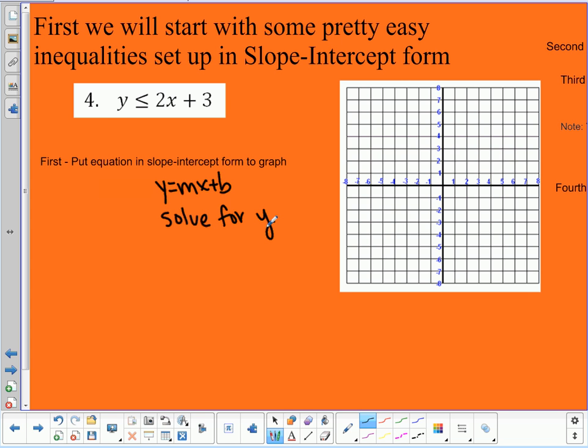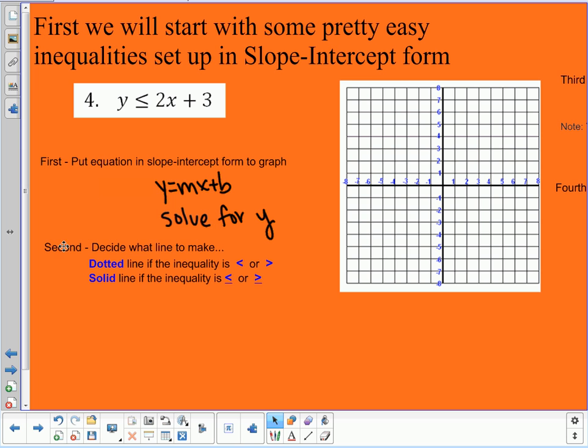Now, if I look at number 4, it is already solved for y, so I'm already done with step 1. Yay. Then the next thing I'm going to do is decide what kind of line I want to make. Now I can make a dotted line if I'm looking at less than or greater than, strictly less than or strictly greater than.